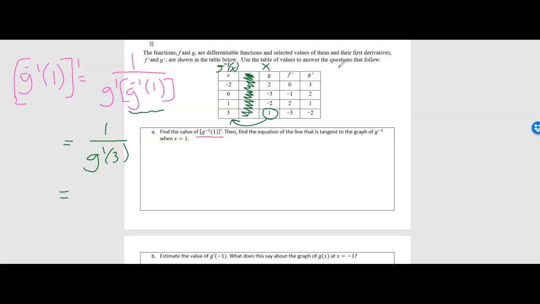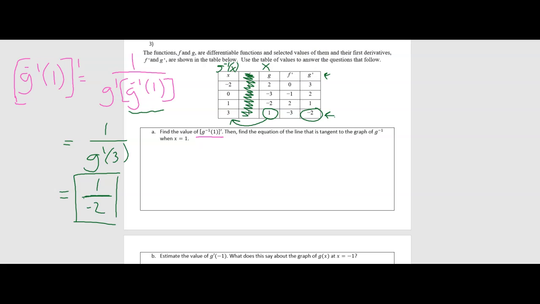That value is given to us, right? G prime column is right here. G prime of 3 is down here. That is equal to -2. So I get 1 over -2, which is just -1/2.